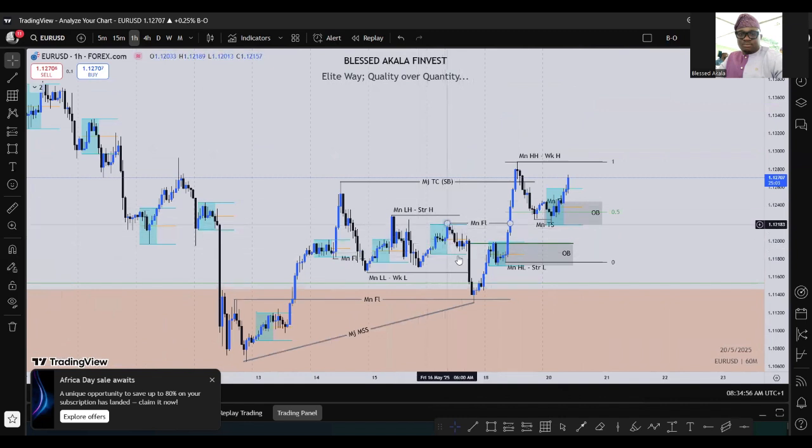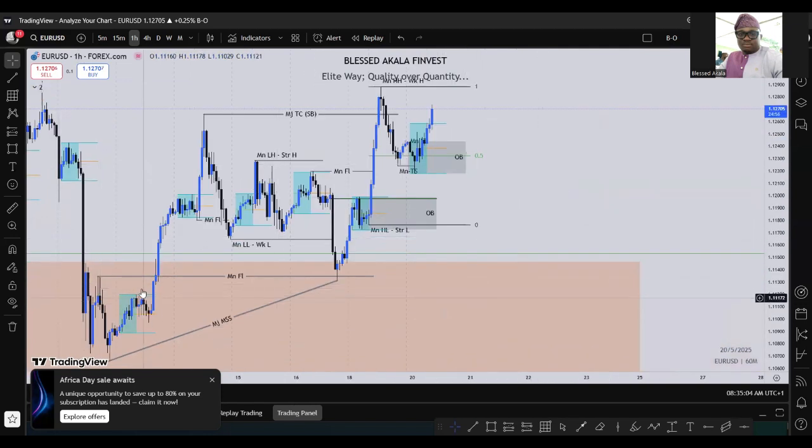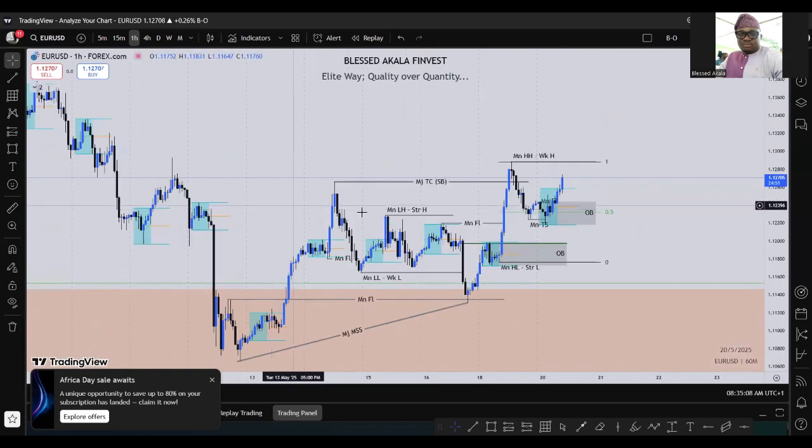This particular leg is what is expected. This is the order block that's sending the price higher. But as you can see, this is the order block where we're expecting the market to shift gear.